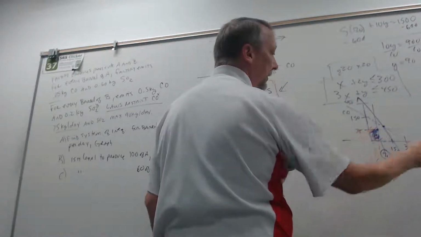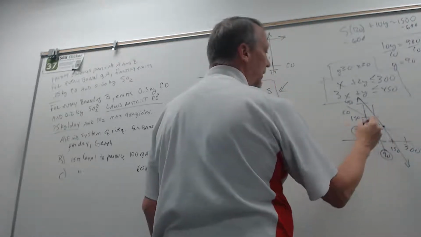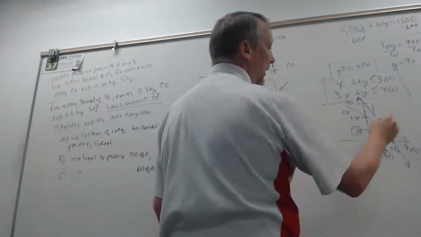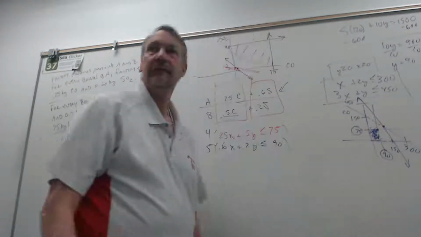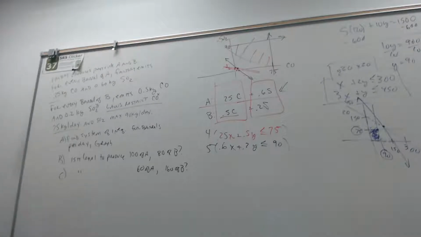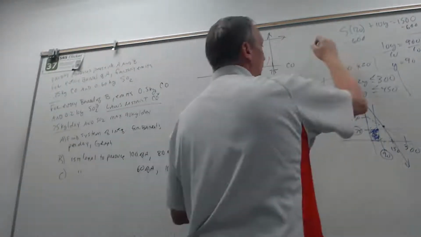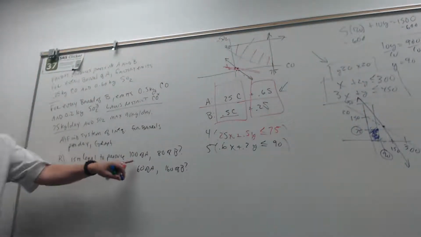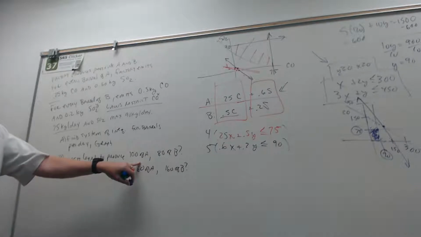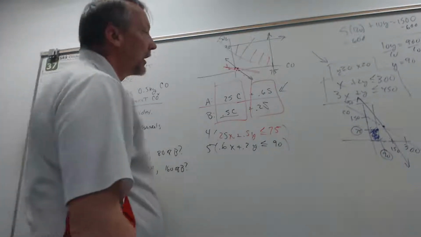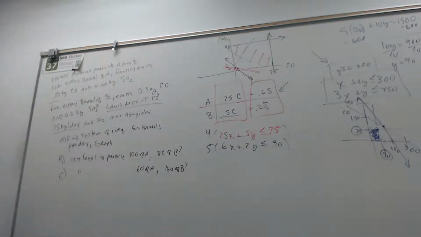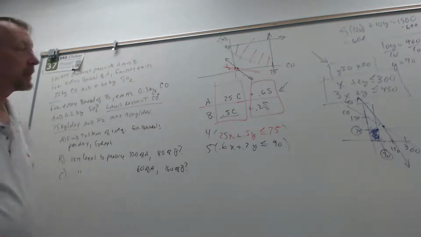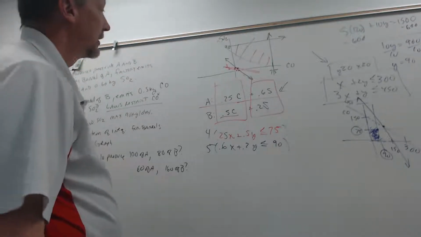90 at most on the sulfur dioxide, 75 at most with the carbon dioxide. They cross outside of that. So the question is, so here's your system of equations right here. Now, is it legal to produce 100 of A and 80 of B? It should be y is greater than or equal to 75, and then x is greater than 80.